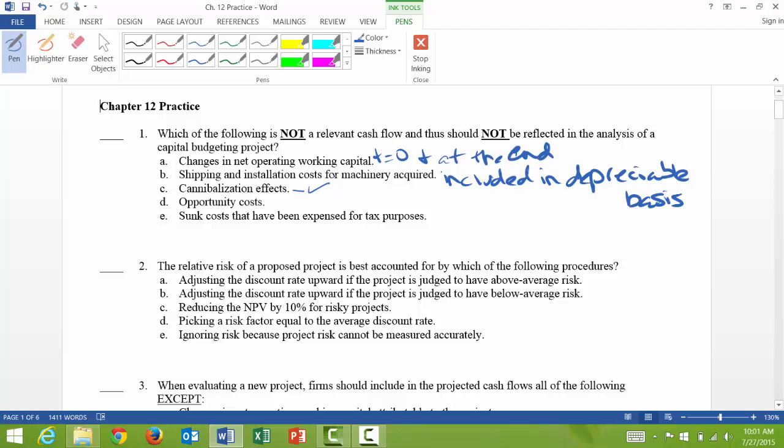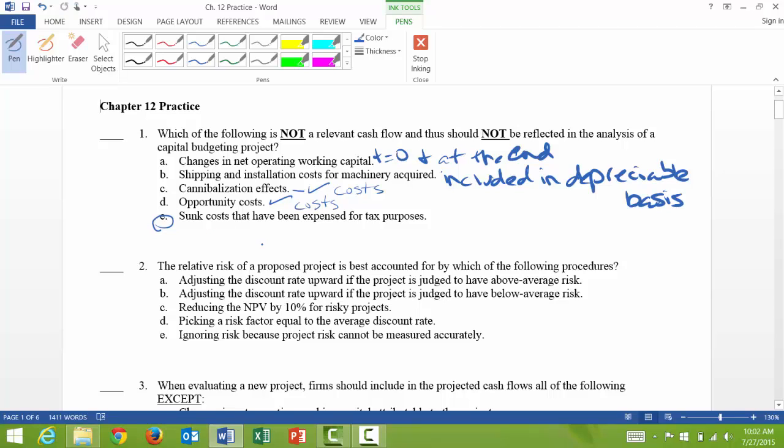And then opportunity costs are where if we had a building or something or machinery that could be used for some other project, we need to consider that as a cost to this project to appropriately account for it and see if even beyond that a factor, does the project still generate extra cash flows? So we include opportunity costs in both of these. Answers C and D are charged as costs to the project. So we know the answer has to be E. We don't include sunk costs that have been expensed.